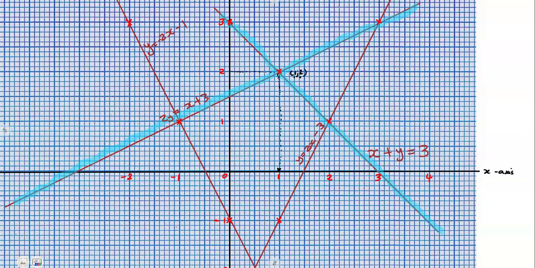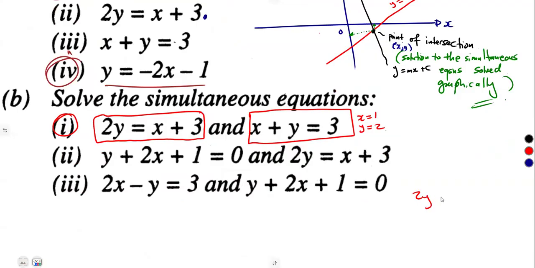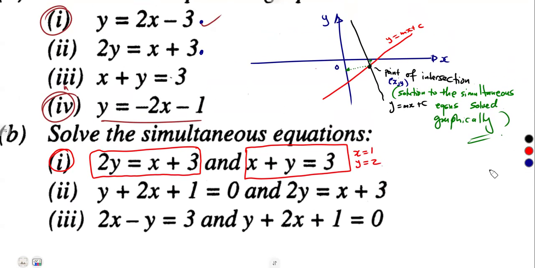If you were going to solve these equations in any other way, guys, 2y is equal to x plus 3, and x plus y is equal to 3, using any method, you're going to obtain the same values. Using the matrix method, which we talked about, the elimination method, the substitution method, any method that you think of, you obtain the same values by solving. That is to prove that the graphical method can also be used in solving simultaneous equations, just like that. So whenever you're asked to solve simultaneous equations graphically, you look at the point of intersection.